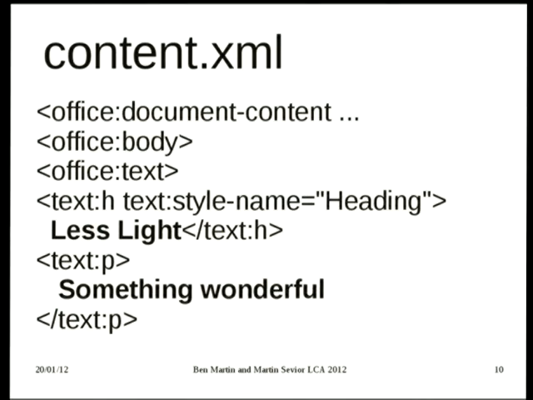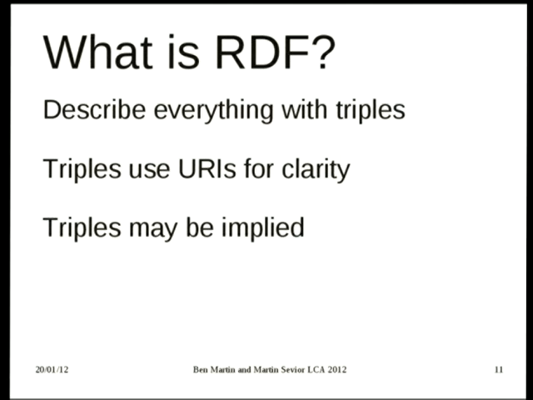Content XML in ODF is sort of, for anyone who's done HTML, not really incredibly nasty. So in this particular case, where was I going? Yes, interesting. How many people have played with RDF? Okay. In RDF, everything is described as triples, and triples use URIs. So you can say, Ben speaks at LCA 2012, and triples can be implied from other triples.